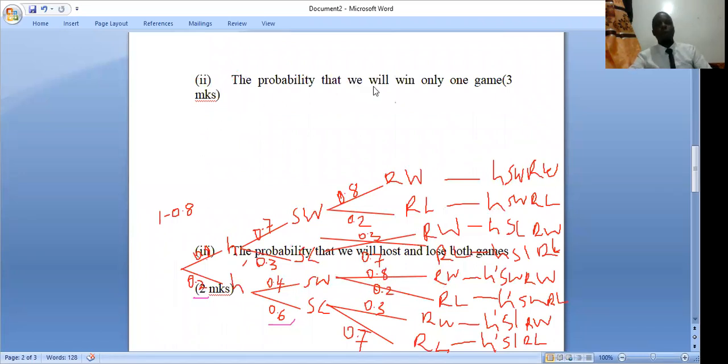The probability that you will win only one game. Either we win soccer, we lose rugby, or we win rugby, we lose soccer, regardless of hosting or not hosting. That is very, very simple.